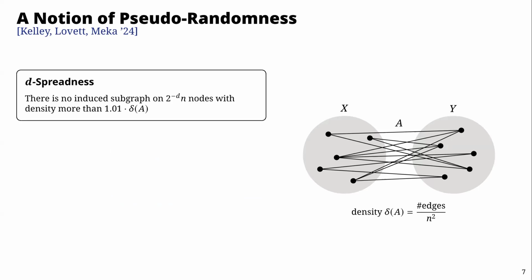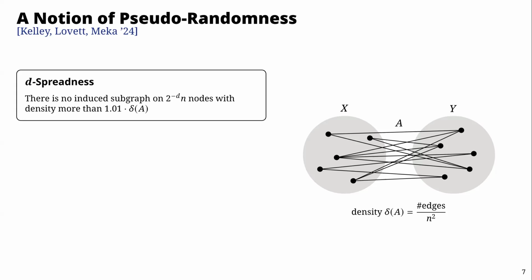So here's a good notion of pseudorandomness, d-spreadness. A graph is d-spread if there is no induced subgraph on many nodes, specifically 2 to the minus d times n many nodes, which is significantly denser than the original graph. So say it's denser than like 1.01 times the original density. This is clearly a property which would be true for a truly random graph, so that's a good sanity check. And it also turns out to have very nice mixing properties.